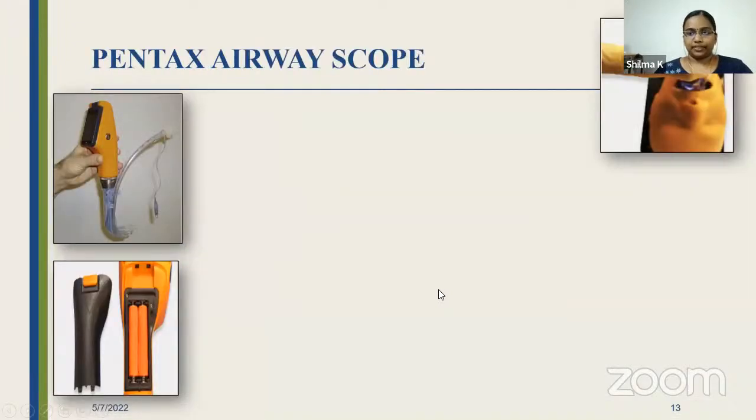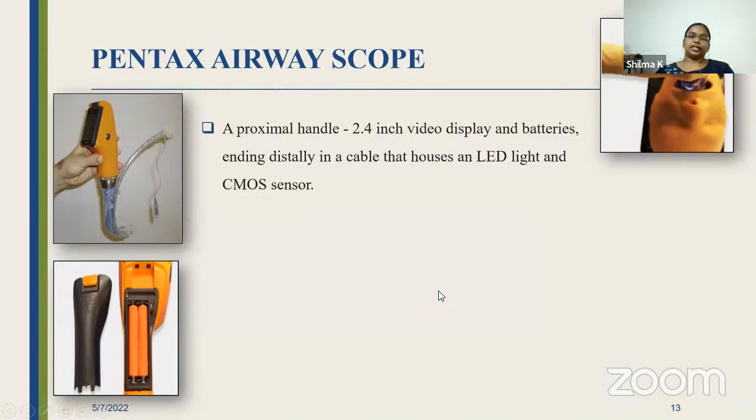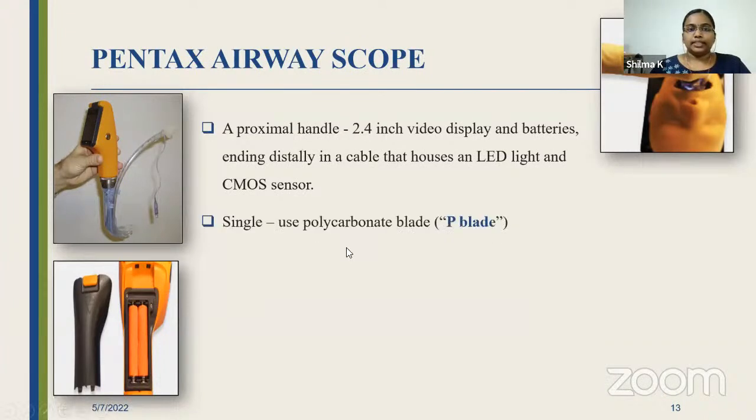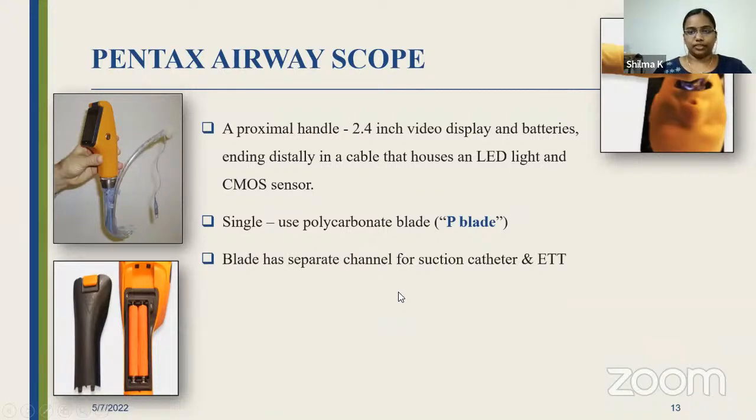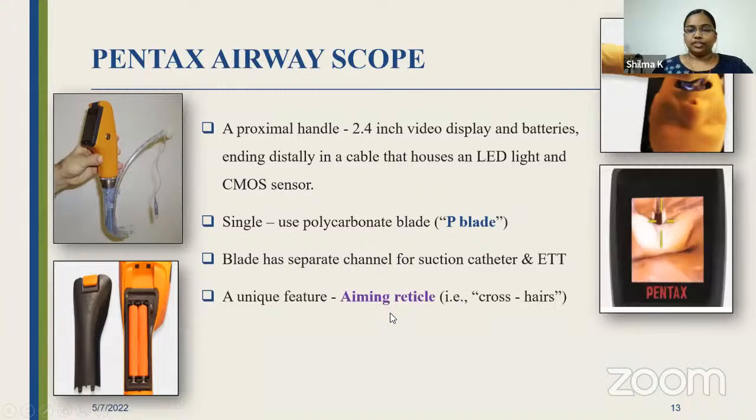Next, about Pandax Airway Scope. It contains a proximal handle with a 2.4-inch video display and batteries, ending distally in a cable that houses an LED light and a CMOS sensor. The cable drops down to a single P blade, which is a polycarbonate blade available in different sizes. And this blade has a separate channel for suction catheter and endotracheal tube. A unique feature of this Pandax is that there is an AMI reticle or crosshairs, as you can see in this diagram, which helps us to guide the tube towards the glottic opening.